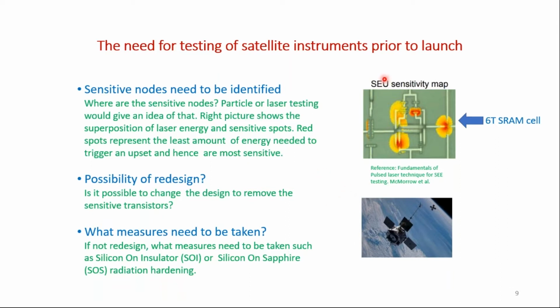For example, here you can see the SEU sensitivity of an SRAM cell has been plotted, and the red areas are the ones that are very sensitive, the most sensitive. The yellow are less sensitive. So these kinds of maps are very useful for the designers to see what they can do after doing the testing. They need to find out what they can do, maybe some radiation hardening or modify the designs and retest to make sure that these sensitivities do not exist anymore.